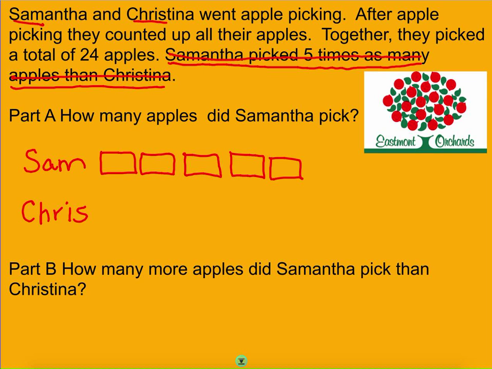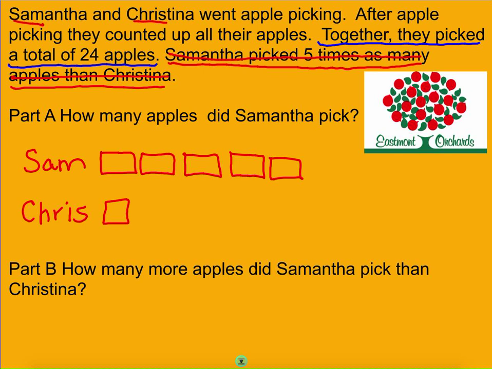So next I have to think of what piece of information is left over. And that's the one that has a number or a value we didn't use yet. So I'm rereading this sentence, and I'm just putting one box next to Chris because Sam has 5 times as many. That means Chris has to have 1, for someone to have 5 times as many. And now I'm looking and it says together. So I'm just going to underline that. Together, and then we'll talk about what that means. Together, they picked a total of 24 apples.